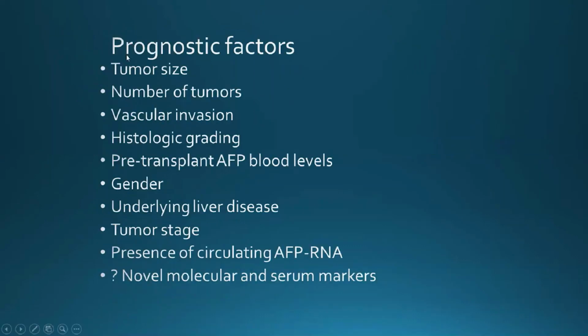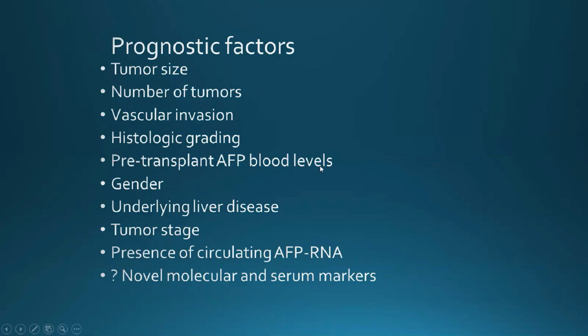So based on what we already discussed, prognostic factors are tumor size, whether it's less than 5 centimeters or more than 5 centimeters, and the number of tumors. We'll discuss it a little more. And vascular invasion, histologic grading. Of course, this is known if we do the resection or transplant and we have a piece of liver out.